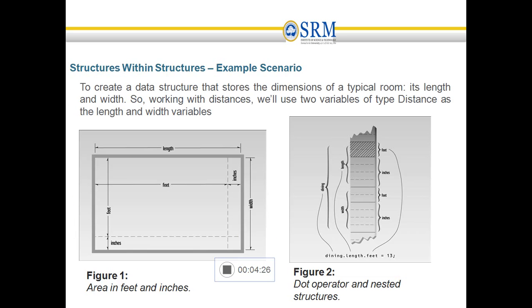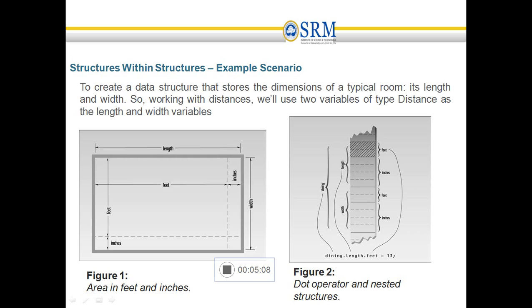Having understood these two approaches to nested structures, now we can understand a scenario. For example, in figure 1, there is a requirement to calculate the dimensions of this room, length and width. Length is measured in feet and inches, and width is also measured in feet and inches. How do you handle this using a nested structure? The second picture shows the memory representation. Length and width are both a distance, so you can commonly define a distance structure. It has feet and inches. Then you can utilize the distance in other structures.